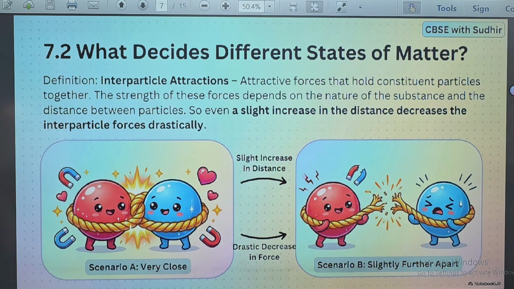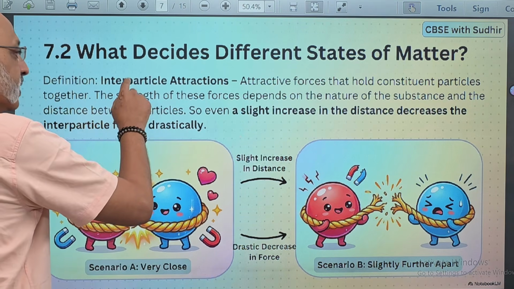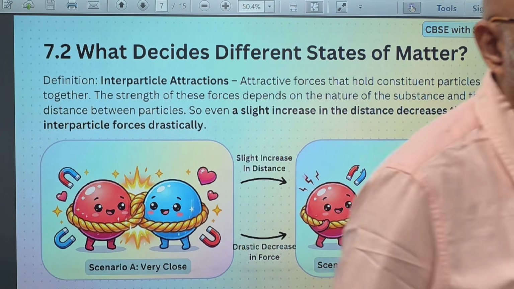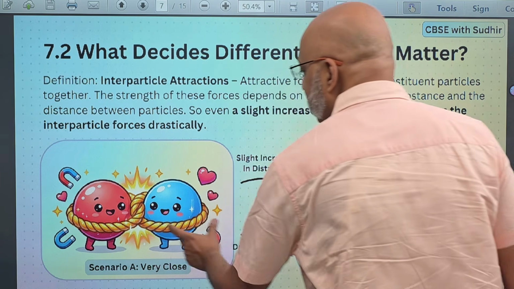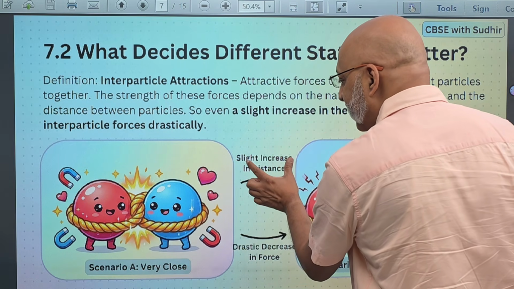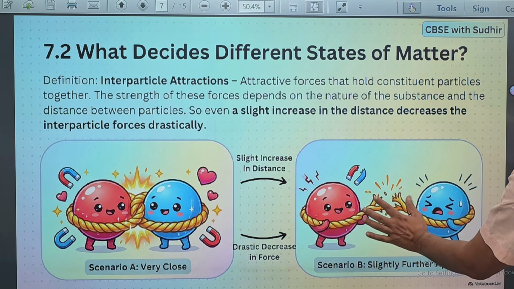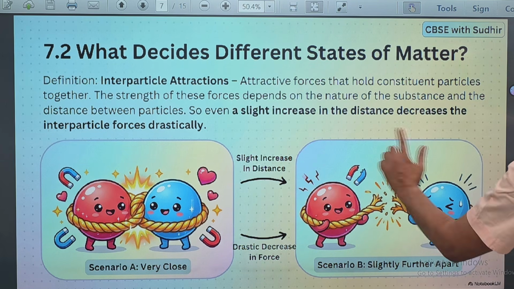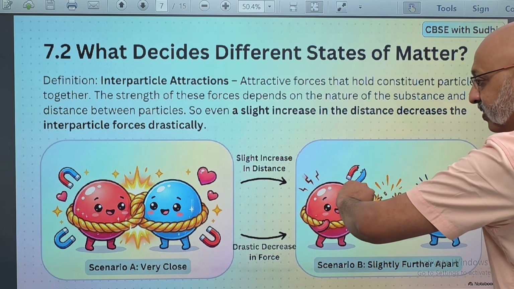Now, what decides different states of matter? The interparticle attraction, the attractive forces that hold constituent particles together. The strength of these forces depends on the nature of the substance, and the distance between the particles. If the particles are very close, this is a solid. But if there is a slight increase in the distance between the two, the interparticle forces of attraction decrease, and this will become a liquid. The force of attraction decreases because the distance between them increases.